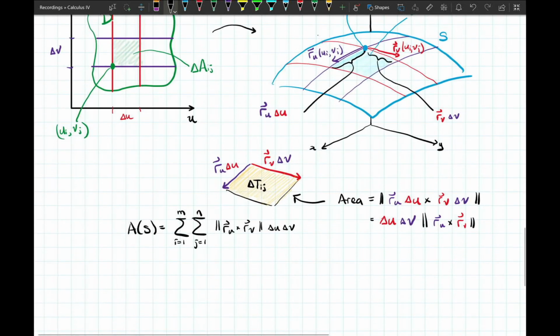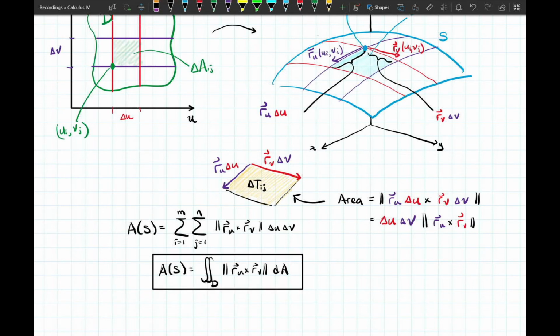So why don't we take the limit as m and n go to infinity, and we can rewrite this surface area as equal to the double integral over the parameter domain of the cross product magnitude, ru cross rv, dA. There we go. Surface area is once again a double integral, but we are now integrating this function, which is given in terms of u and v, of the magnitude ru cross rv. Now, remember, we're only going to be calculating surface area of smooth surfaces because the normal vector won't be defined in certain areas if a surface is not smooth.